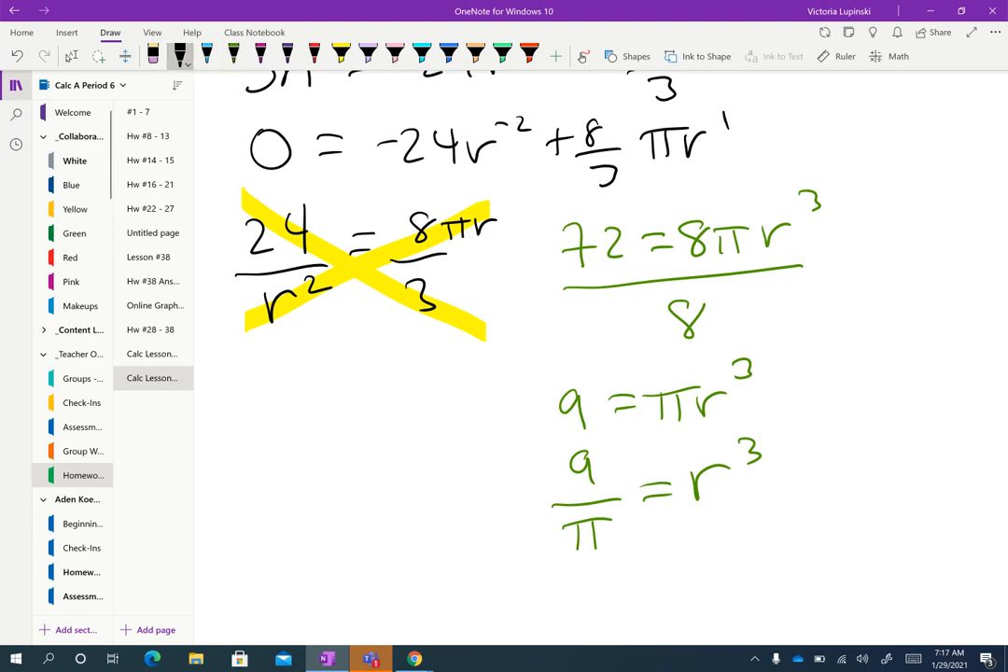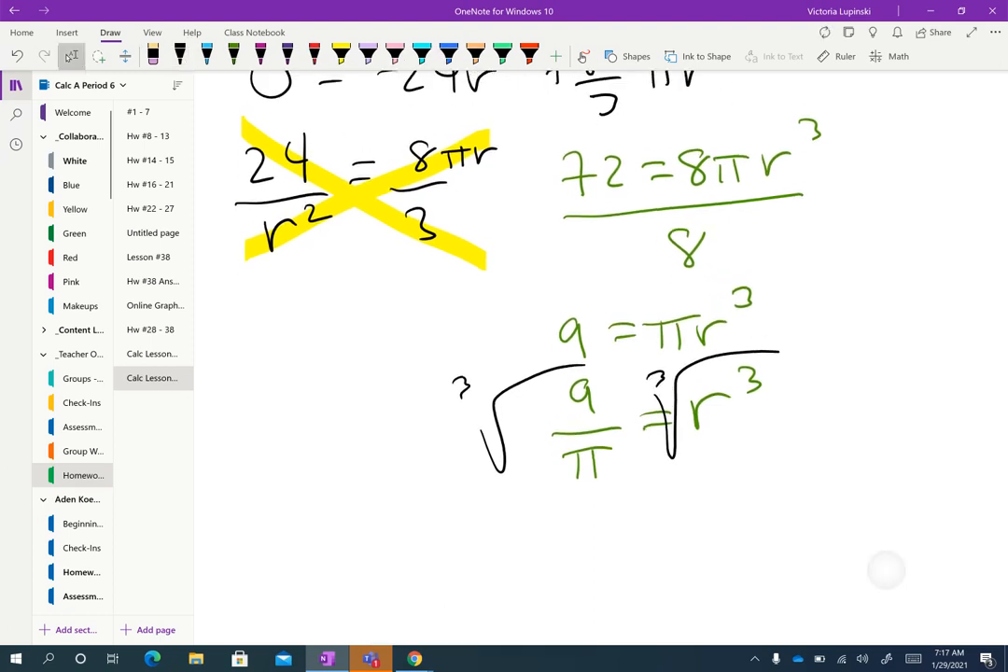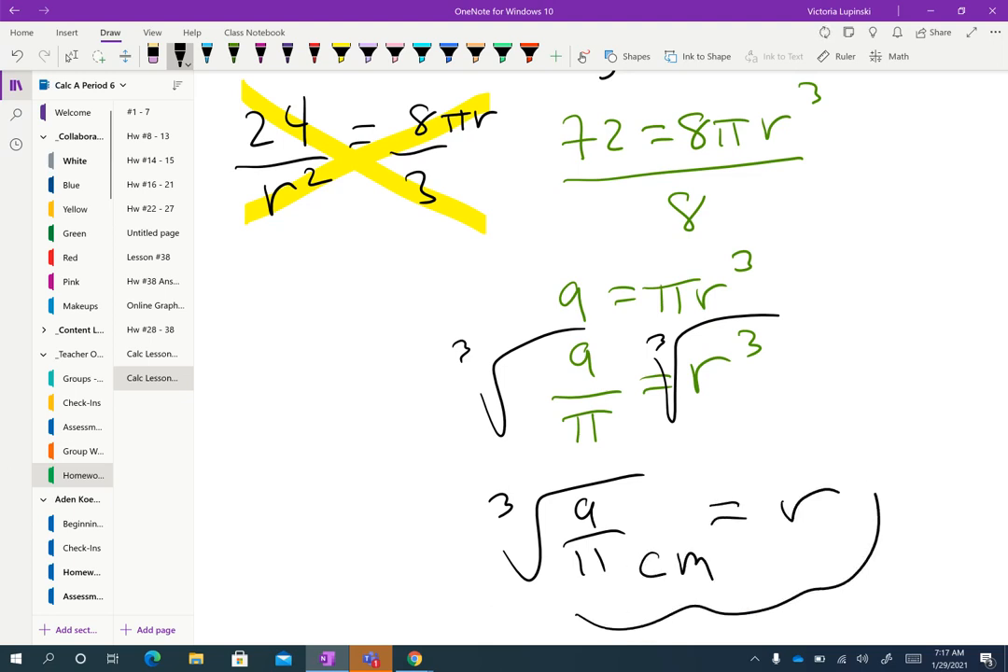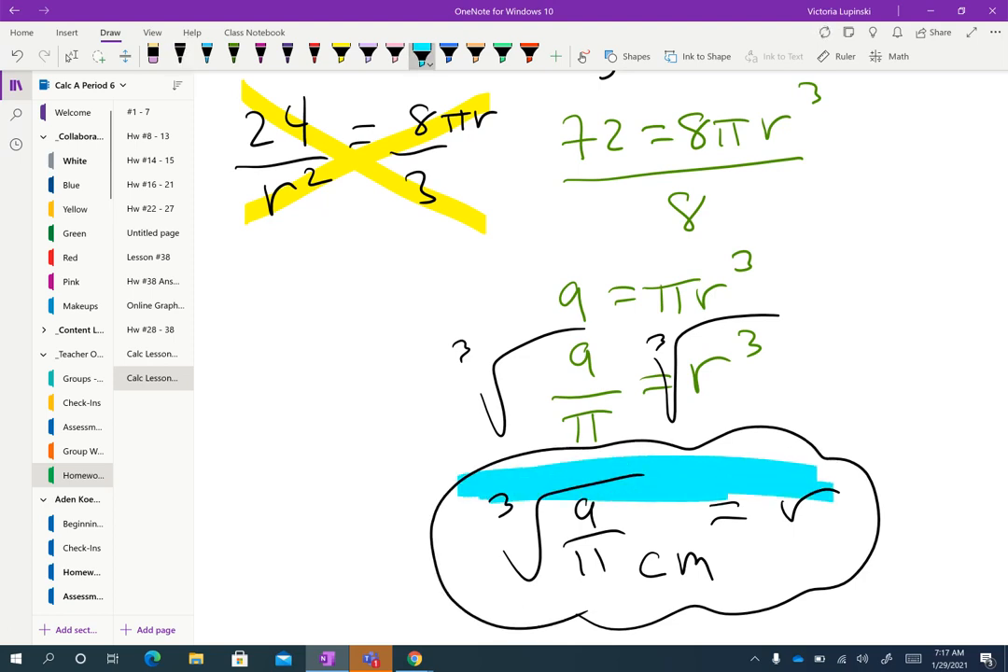How do you get rid of a cubed? You take the cube root of both sides. When you're taking the cube root, you don't need a plus or minus because you're taking the cube root of a positive. It has to just be the positive. So the cube root of 9 over pi, that is in fact my answer. You should have a unit, which in this case would be centimeters. And you're welcome to find that decimal answer if you want to.